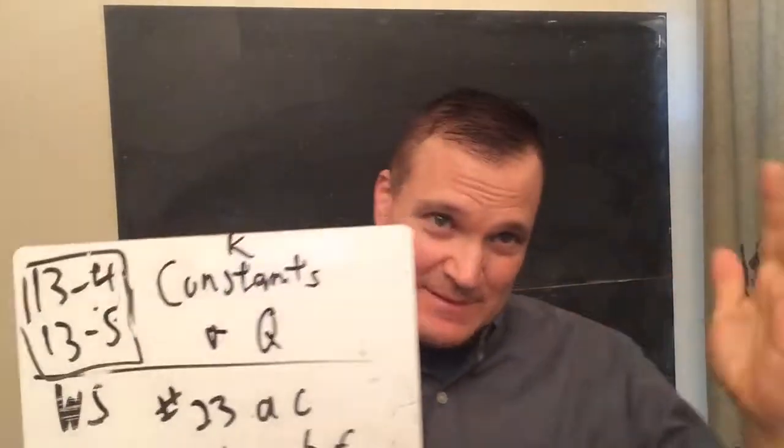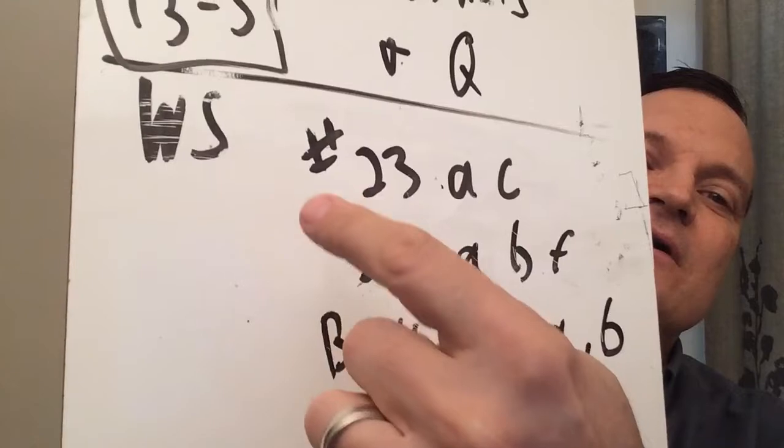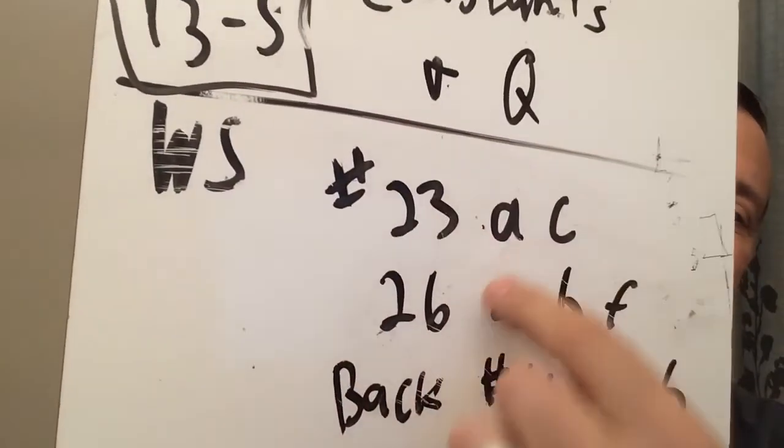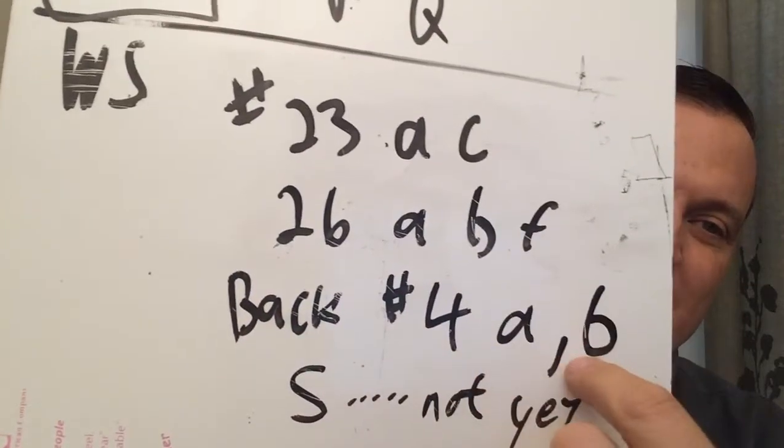13.4 and 13.5, the K constants, there's many of them, and Q. And the worksheet is kind of involved this time. Do number 23 A through C, 26 A, B, F, and on the back do number 4 A and B.